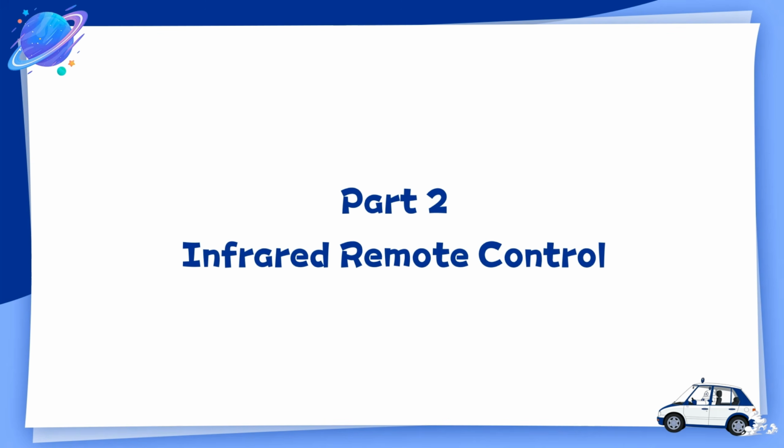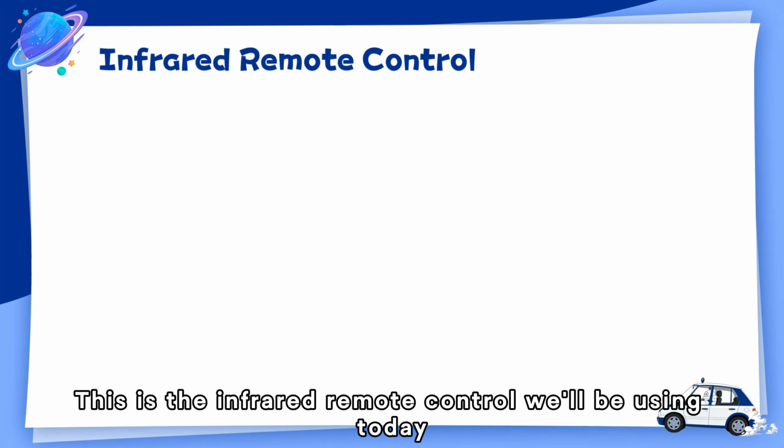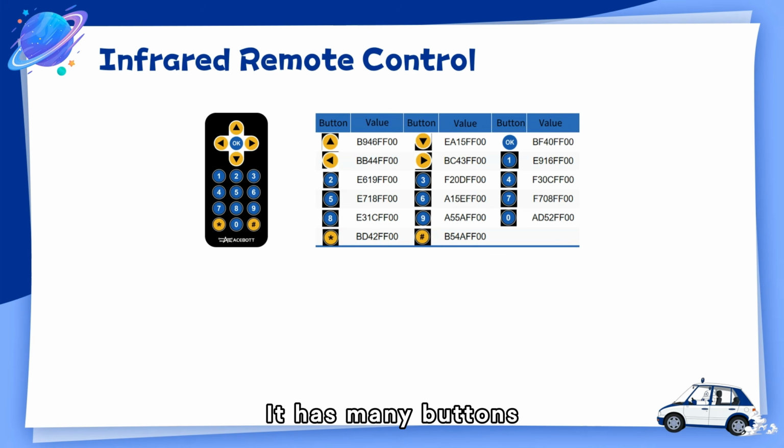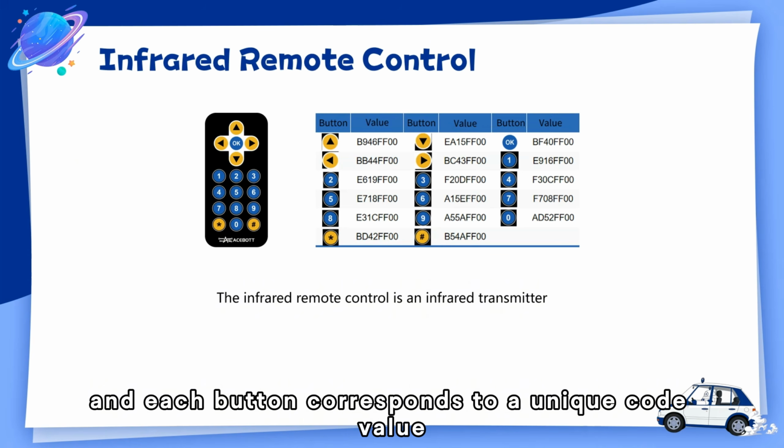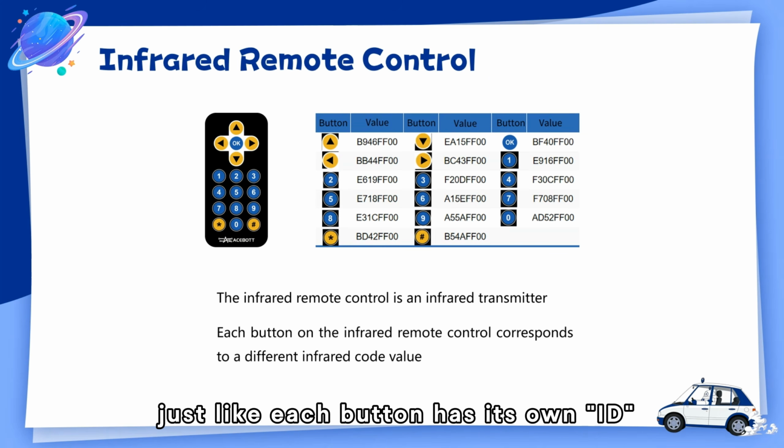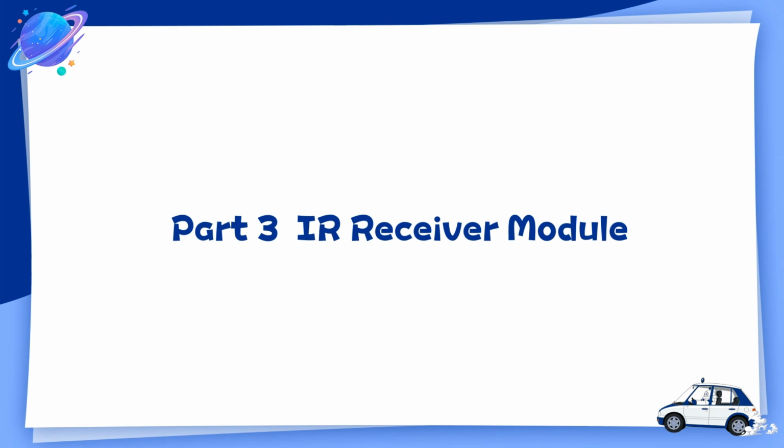Part 2. Infrared Remote Control. This is the infrared remote control we'll be using today. It has many buttons, and each button corresponds to a unique code value, just like each button has its own ID. Part 3. IR Receiver Module.